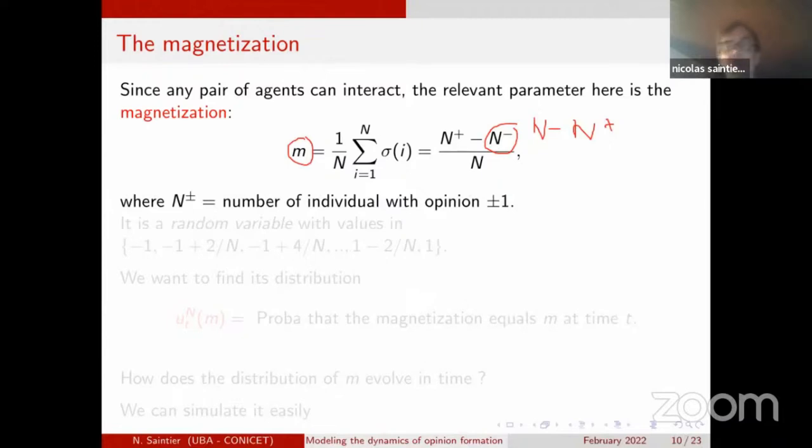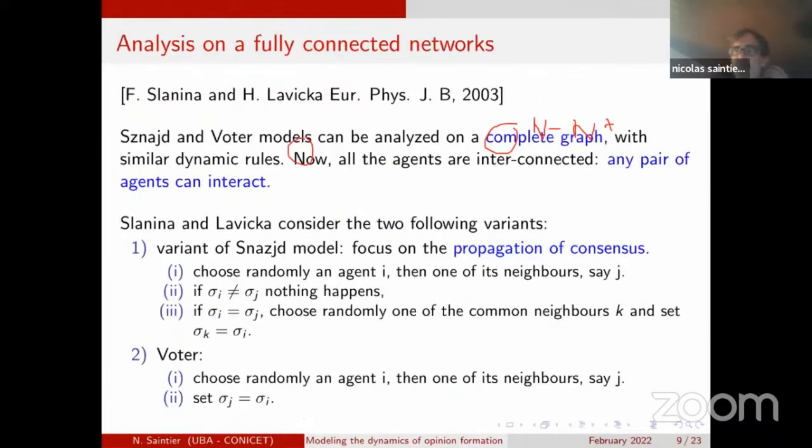Okay, so I did the simulation, which is not complicated at all. And I will show you the result. We will see that just looking at how the distribution of the magnetization evolves in time in the two models, we will get some intuition that the two models will not lead us to the same kind of equation. One will be a transport equation, and the other one will be a diffusion equation. And this will be very clear from the simulation.